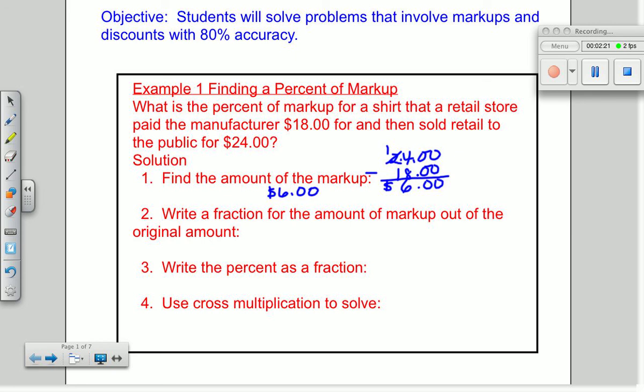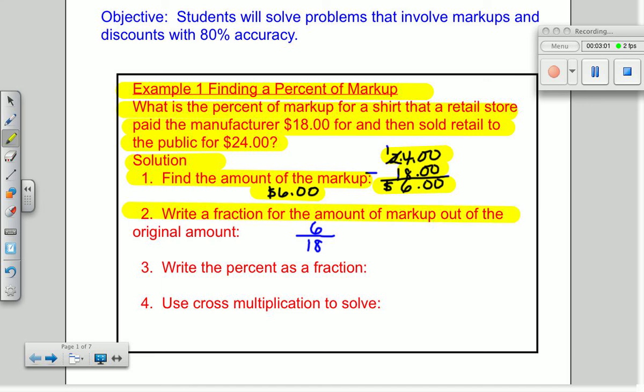Okay? Be sure you're writing all this, by the way. You do need to write all of the problem and each step with the answer. And make sure you show work, just like I did. Now let's write a fraction for the amount of markup out of the total original amount. So the amount of markup was $6, out of the total original amount that they paid for it, which was $18. That's the next part, so make sure you got that.